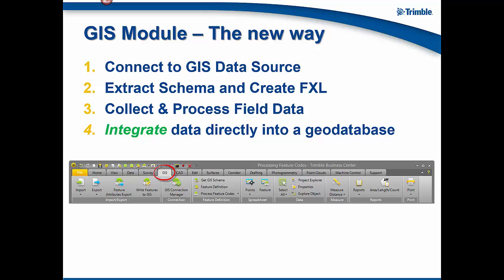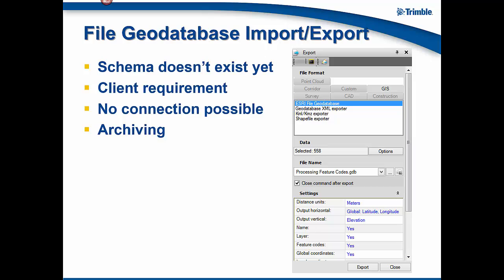You will notice a new ribbon tab called GIS that will guide you through this process and expose commands in a logical workflow. If for some reason you cannot use the direct integration, either because the schema doesn't exist yet, the client requires you to deliver a file-based format, for firewall or other restrictions no connection is possible, or simply you want to archive the files you export, you can use the file geodatabase format that we are exposing in this release as well. More on the GIS module is available in the TBC Power Hour recordings and in separate videos on our YouTube channel.